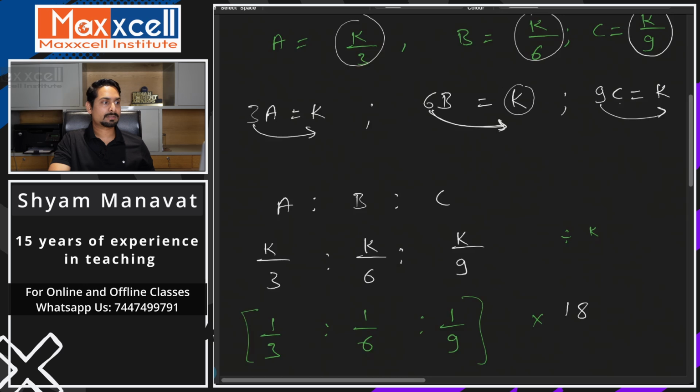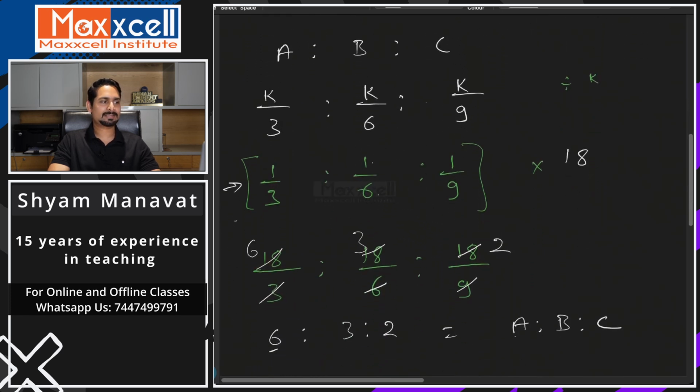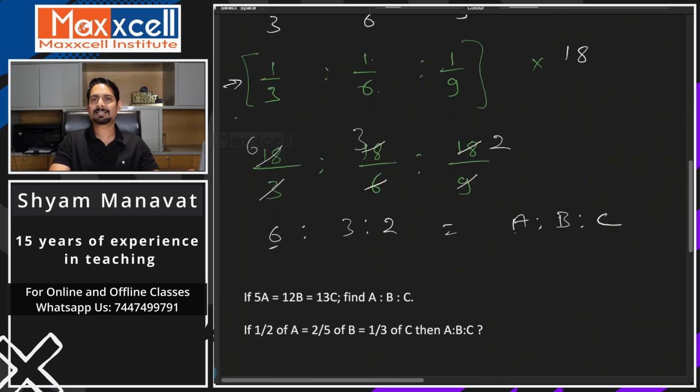And then what you get? When you had 3A, so for A you get 1 upon 3. When you have 6B, so for B you get 1 upon 6. When you have 9C, then for C you get 1 upon 9. So let us skip these steps and jump to this step directly in the next question. And then just multiply by LCM, simplify and get the answer.